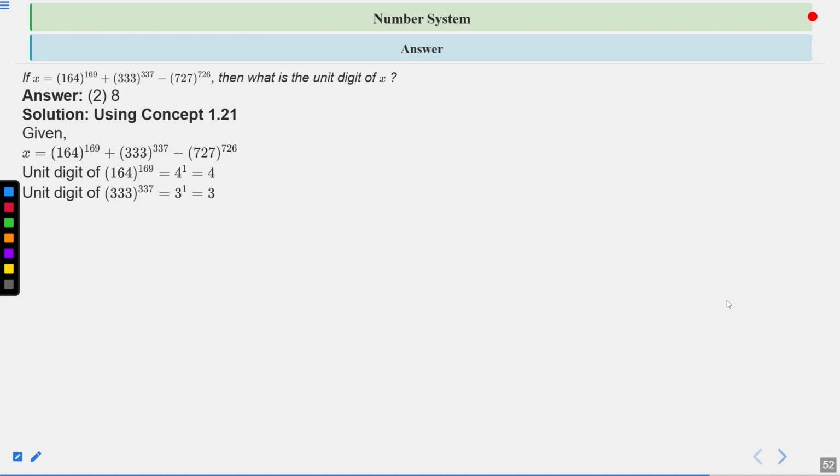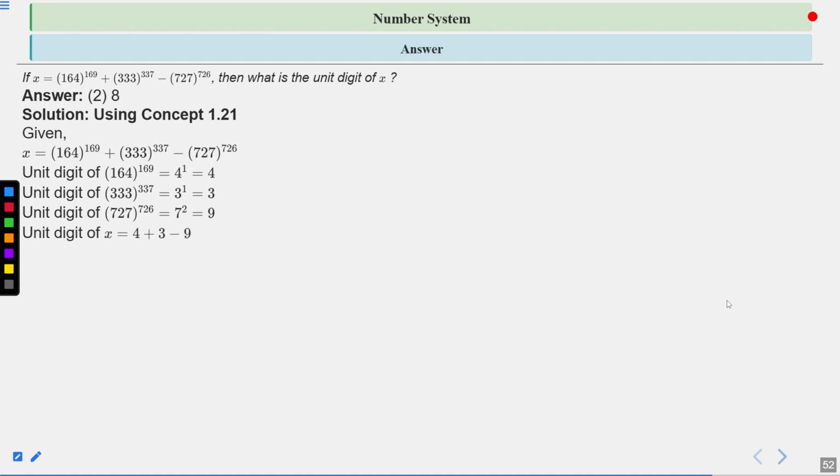In the same way, for the unit digit of 3 to the power 337, we check it. We make pairs of 4, so we get 3 to the power 1, which is 3. In the same way for 7, we make the power in pairs of 4. So we get 7 to the power 2, which becomes 9. So we get the unit digit 9.